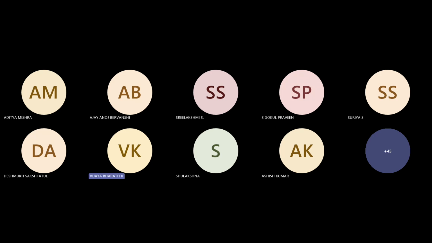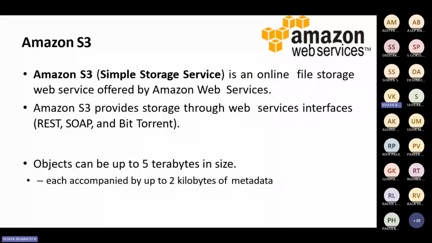Okay, let's continue with a few use cases with respect to AWS Amazon S3. You can see the insights into how this service works. This storage service uses web services interfaces like REST, SOAP, Simple Object Access Protocol, and BitTorrent. You can store objects up to 5 TB.